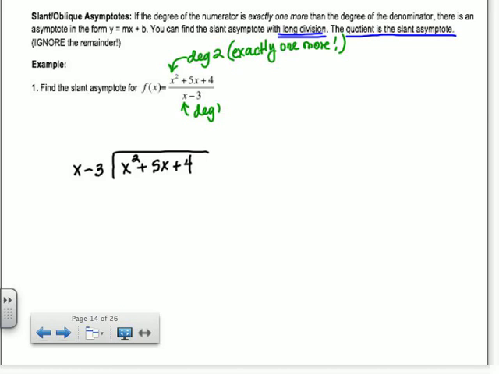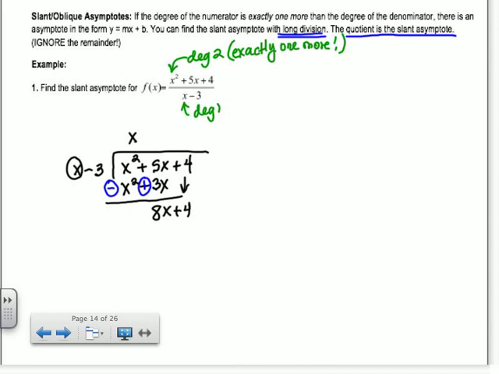All right, so we say, what do I multiply x by in order to get x squared? I need x. So I write x on top. Once I write it on top, I multiply it by both things in the divisor. So x times x is x squared. x times negative 3 is negative 3x. This is when I always say draw the line, change the signs. That's because we're subtracting, so I'm adding the opposite. When I do that, I get 8x, drop the 4.